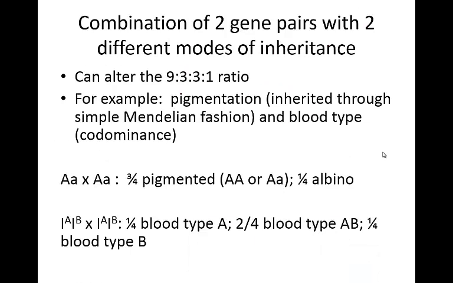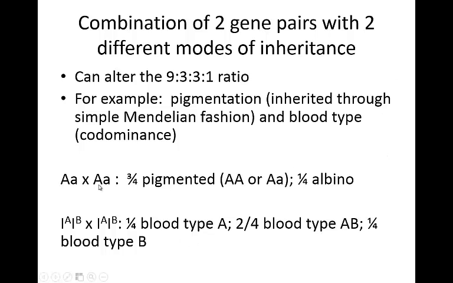Okay. There are some other cases where you can also alter the Mendelian ratio that you might expect. You can get this when you combine maybe two different gene pairs that happen to have two different modes of inheritance. So for example, we can look at pigmentation. This is going to be inherited through just simple Mendelian fashion, dominant, recessive, and so on. And you can also include blood type, which we just talked about before as having a codominance effect. And so that's going to be a little bit different than the typical Mendelian genetics.